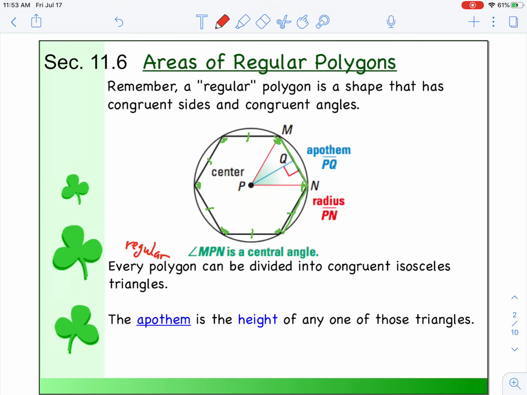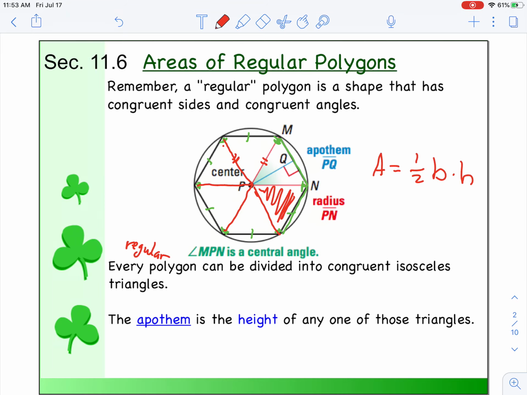Now, every regular polygon, the word regular should be in here, can be divided into congruent isosceles triangles. So we can divide this all up into congruent isosceles triangles. So that means that these sides are all the same. And they're really radii of a circle because this polygon is inscribed in a circle. So if we just think about this intuitively, if we could find the area of one of those triangles and then multiply it by 6, we'd have the area of the entire polygon.